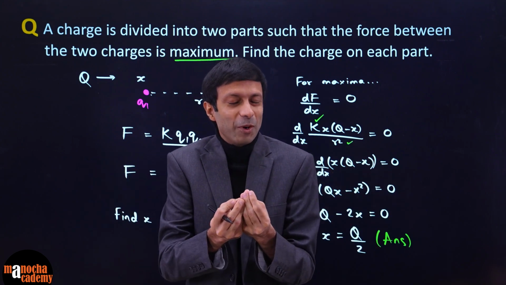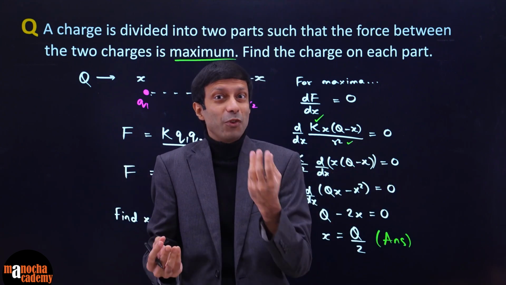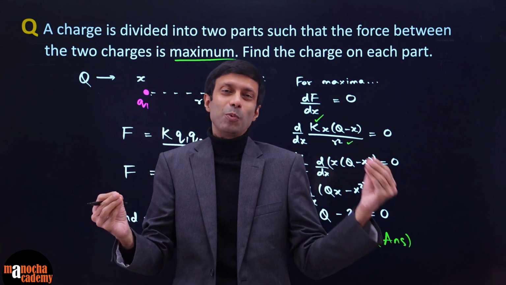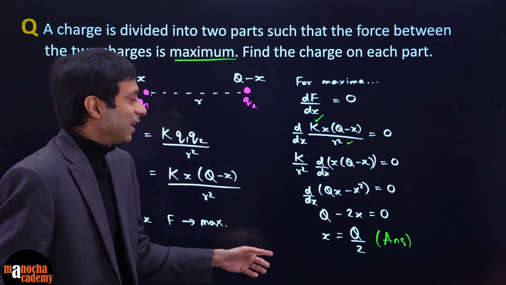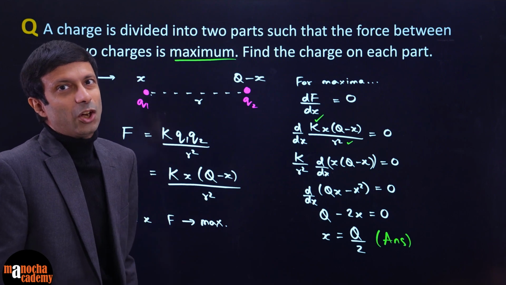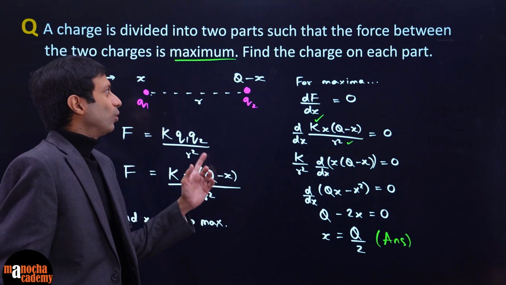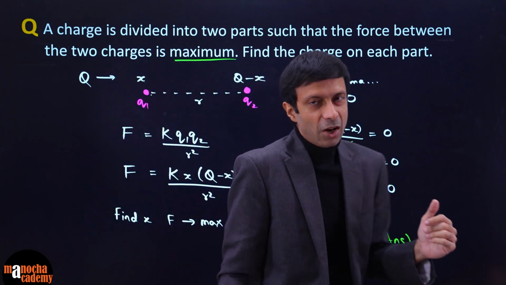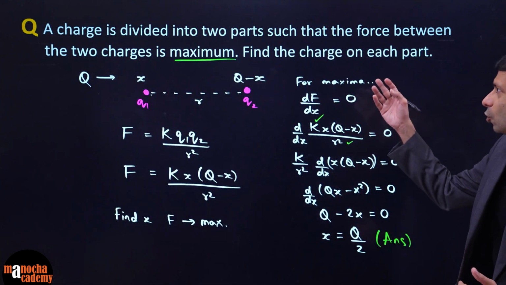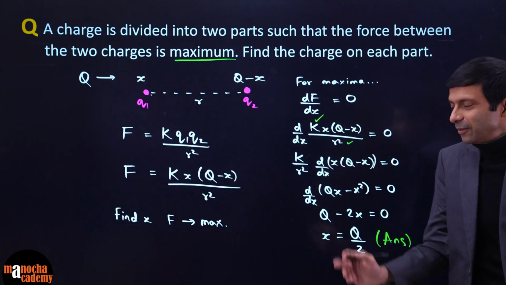So if you have 10 coulomb of charge, 5 coulomb. If you have 5 coulomb of charge, 2.5 coulomb. So that is what this interesting question is telling us, that the charge will be equally divided, right? So that the force is maximum. And again, you can see we use the concept of calculus to get to the answer here.